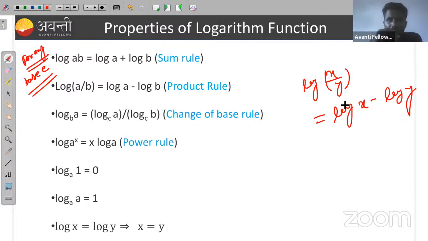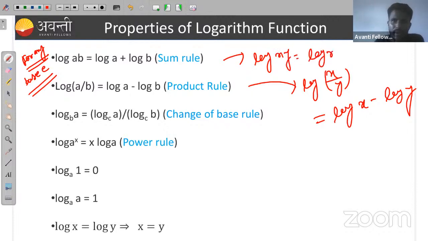Okay. So now the third one, this is the second one. The first one is that log of xy is here. So you will write it as log x plus log y. Okay. The sum of logs.